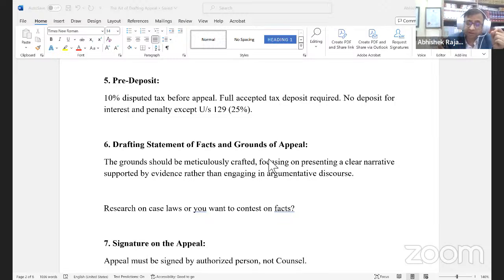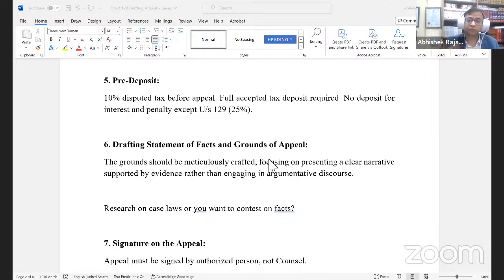The flow should be such that at the end of it, someone is able to understand what has happened, what was the issue, what were your arguments, what was the department's view, and why the order has been passed, and now why you are aggrieved, what additional difference you have.